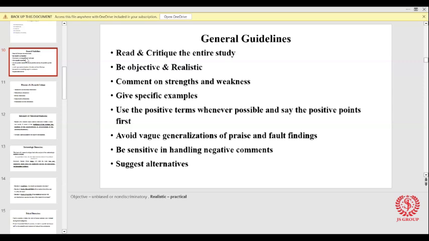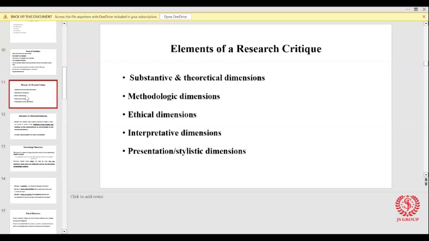Be sensitive in handling negative comments. When giving positive comments, no problem, but while giving negative comments, we should be very careful. Then suggest alternatives. If you are giving a negative comment, you have to suggest some alternatives also. Next, we will see the elements of the research critic. There are five elements.